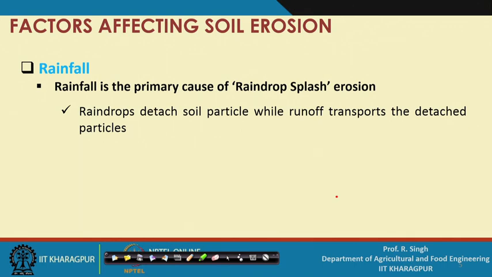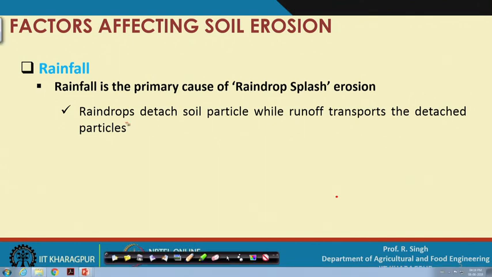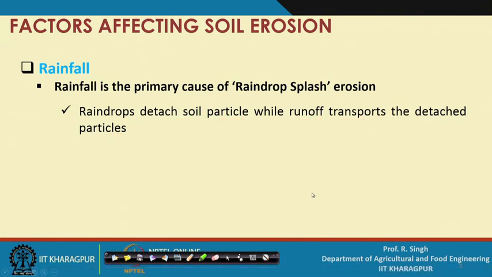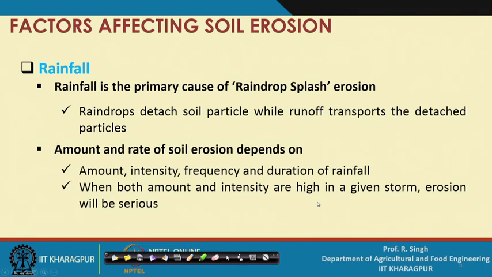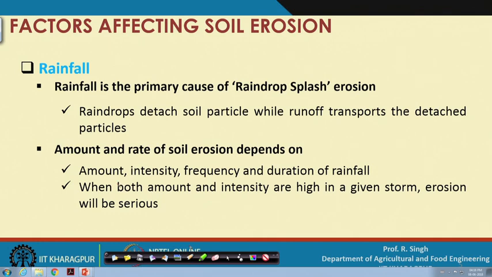So, here we see that raindrops detach soil particles and runoff transports the detached soil particles. So, detachment and transportation of soil particles both occur, and the primary factor responsible for that is rainfall. Then, the amount and rate of soil erosion primarily depend on the amount, intensity, frequency and duration of rainfall.